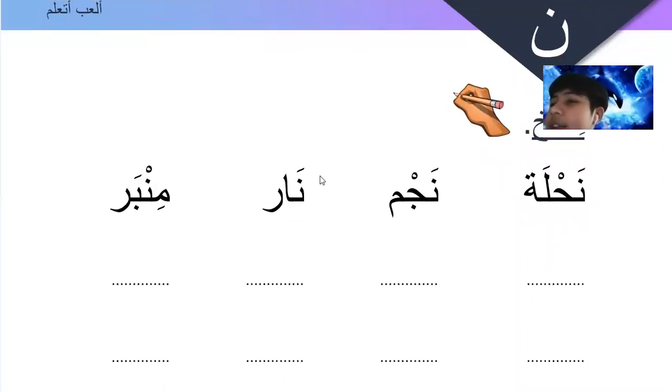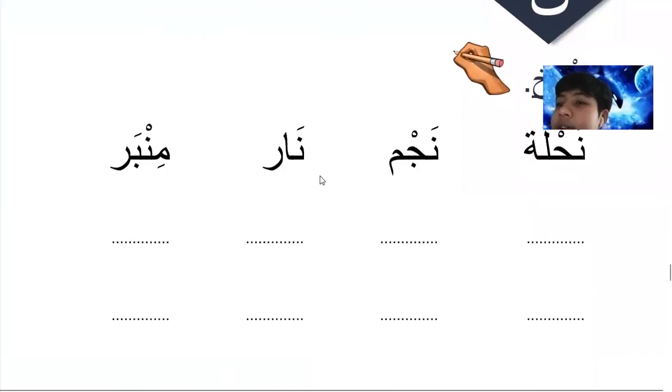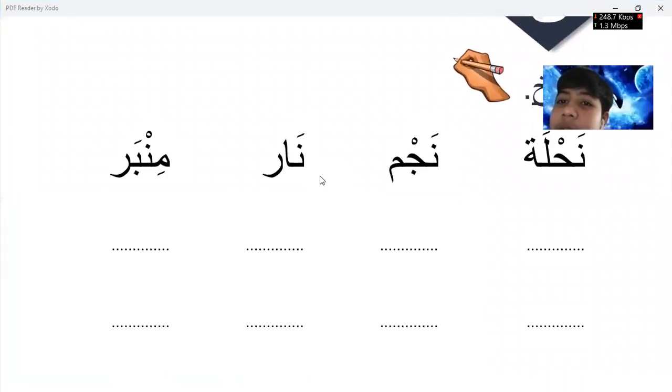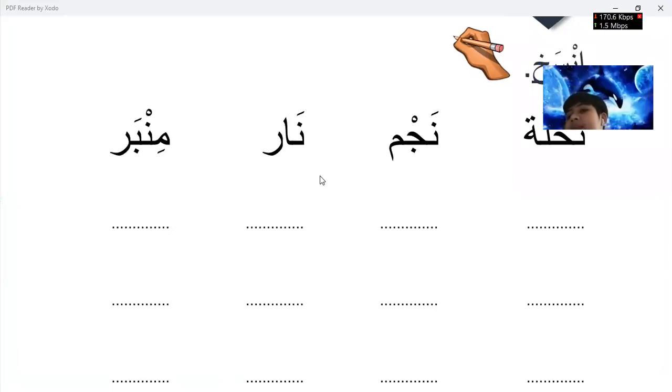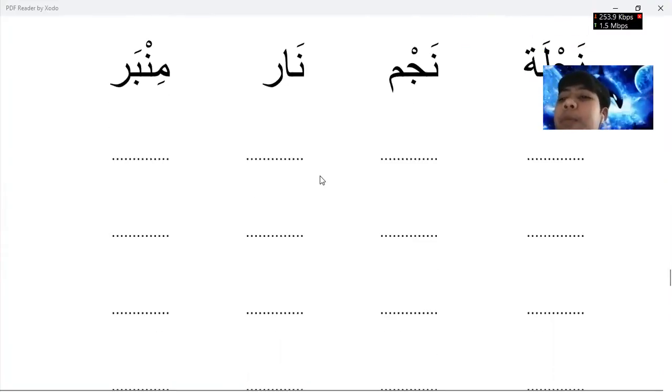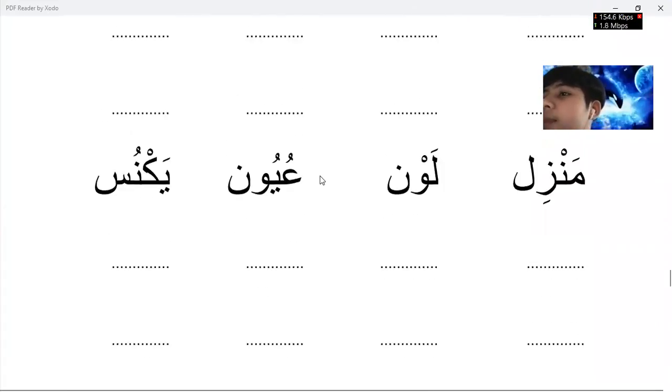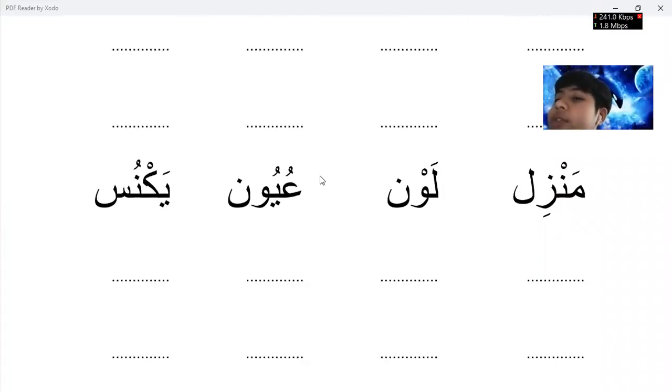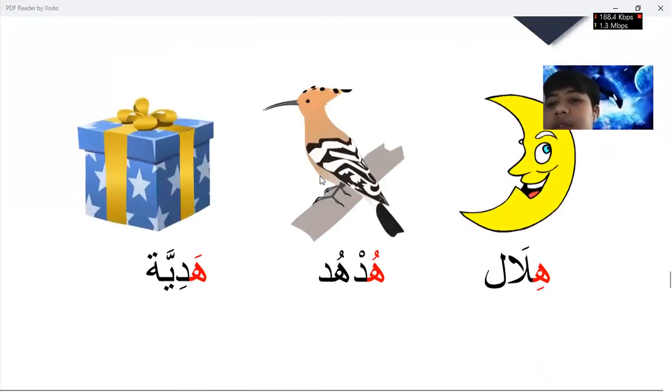What meaning? Nahla, bee, star, fire, pulpit. Nahla means honey bee, okay? Next. Star, fire, pulpit. Good. Manzil, house. Good. Lawn, color. Good. Eyes, he's sleeping. Good.